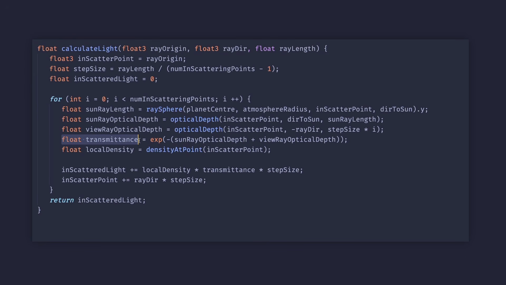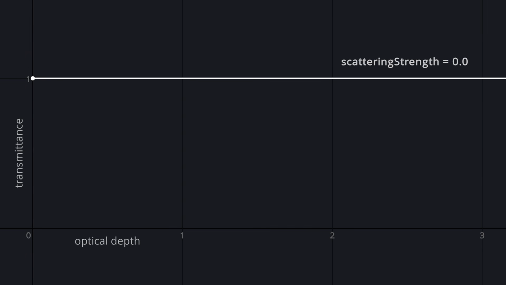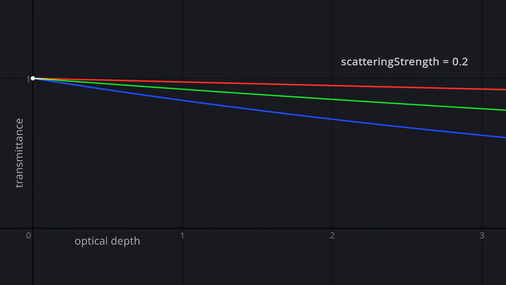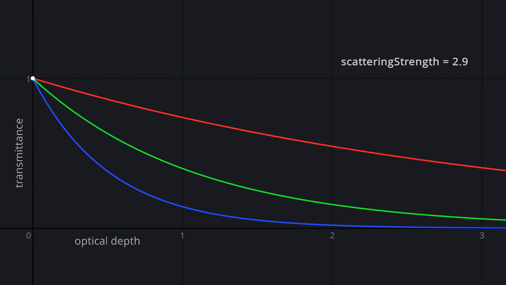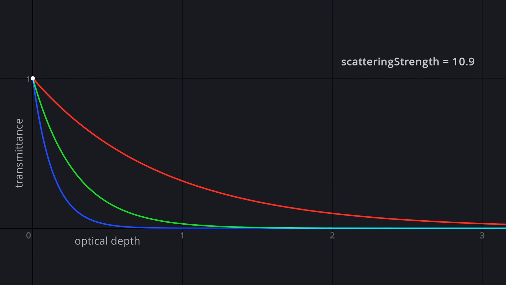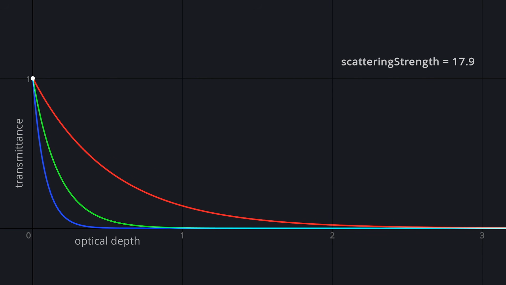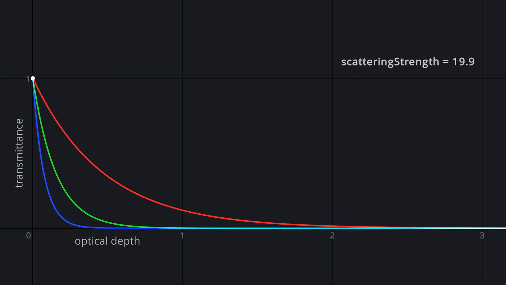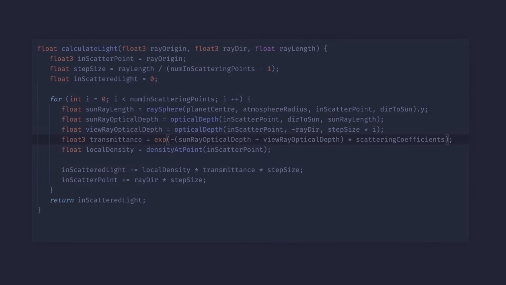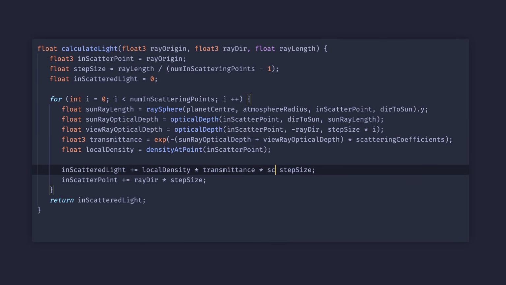So over here we have our transmittance variable, and I'll make this a float3 so that it can hold different values for red, green and blue light. And then I'll multiply the optical depths inside the exponential function by the scattering coefficients. If we look at a graph of the transmittance now, with the scattering strength set to 0, all the light will be transmitted. But as the strength increases, you can see the different wavelengths separating based on those scattering coefficients we calculated. And note that red light is transmitted the most and blue the least, so the math seems to check out.